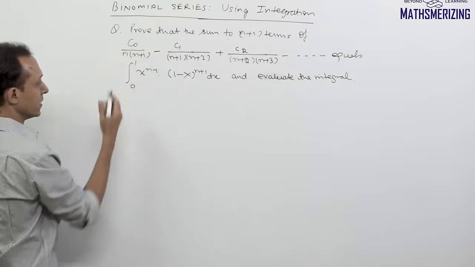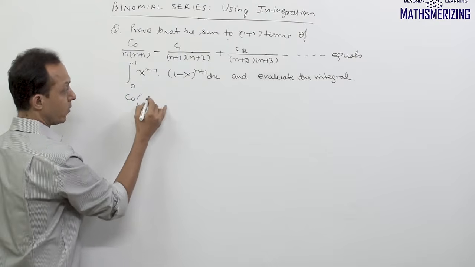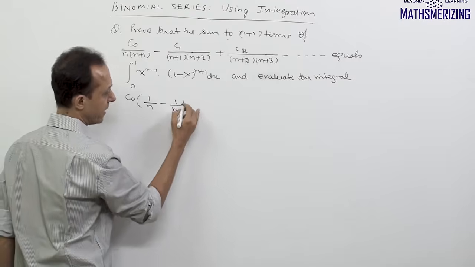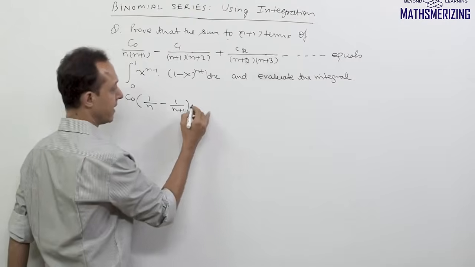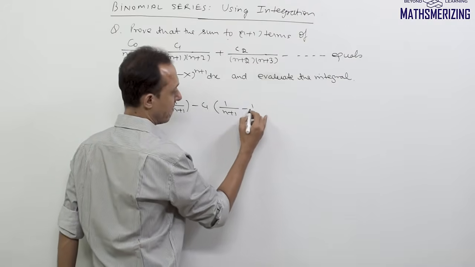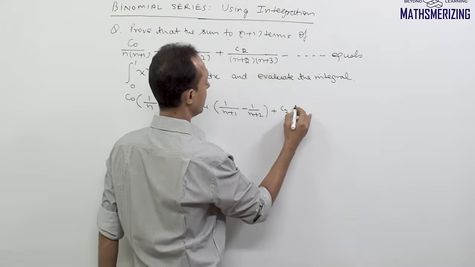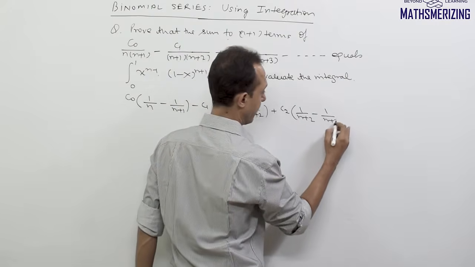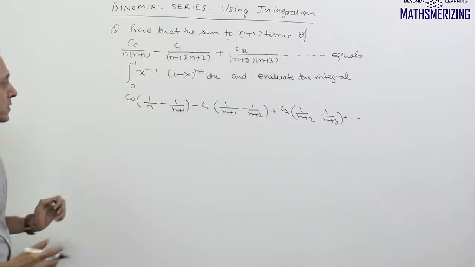So now what I'll do is, I'll write C0 times 1 upon n and 1 upon n plus 1 as 1 upon n minus 1 upon n plus 1, because the common difference here is 1. In the same way, I'll write C1 as 1 upon n plus 1 minus 1 upon n plus 2. For C2, it'll be 1 upon n plus 2 minus 1 upon n plus 3. And this series will continue up to n plus 1 terms.